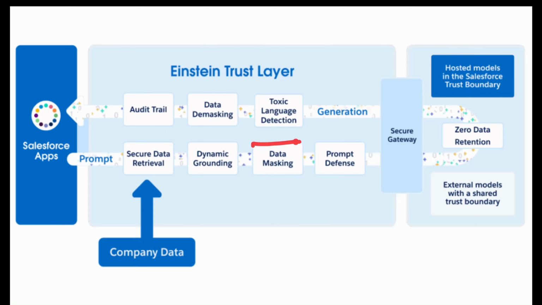Then there is data masking. Now, when we have something which is very sensitive, we call it personal information, right? Let's say you are using some email ID, for example. Then you want that email ID to be masked before it is sent across the systems, before it is sent across to LLM models. That is what we are taking care of in the Einstein Trust Layer.